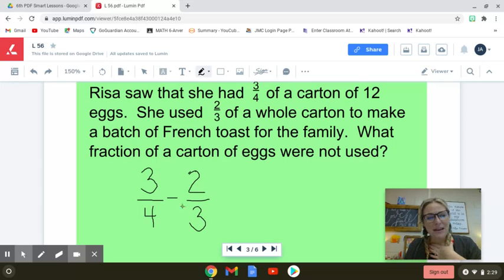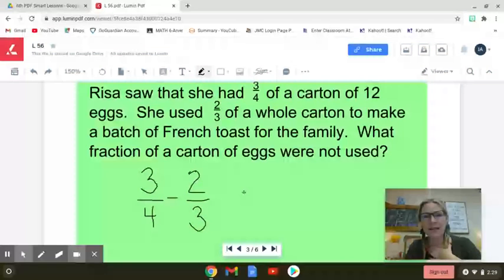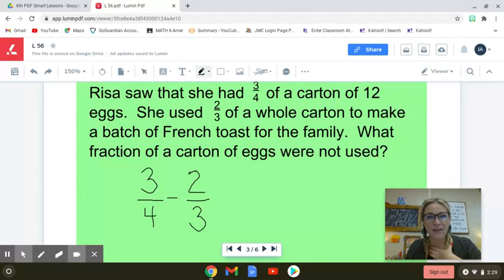So if we take 4 times 3, we end up with 12. 4 is a factor of 12 and 3 is a factor of 12. Thinking about these two numbers, I cannot think of a multiple smaller than 12 that they both have in common. It is, in fact, their least common multiple. So we're going to use 12 in our new fractions that we're creating.